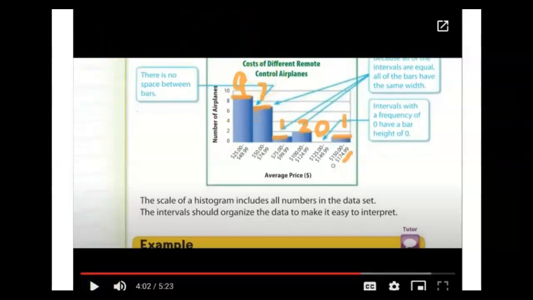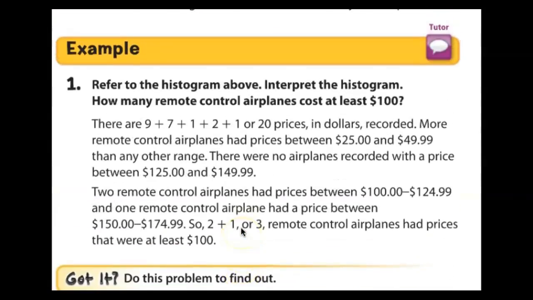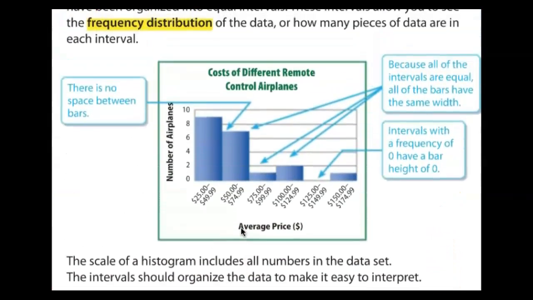Okay, so we're going to go ahead and do that. We're going to answer a question about this graph, so hang in there. Okay, so down here at the bottom of the page, question A, refer to the histogram above. How many remote control airplanes cost less than $75? So, cost less than $75.